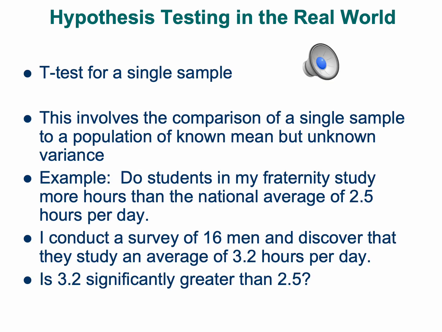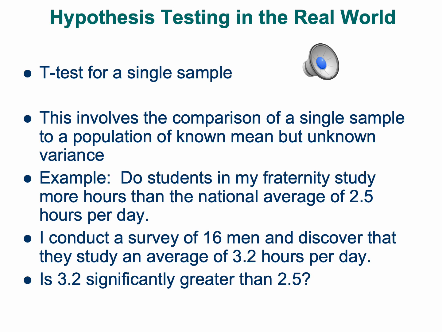Now we're going to do an actual example, a study here, to illustrate the t-test for a single sample. That's where you have a single sample that you've collected, and you have a known population parameter of the mean, but unknown variance. Now usually you would know both the mean and the variance, but in this case, just to illustrate the example, we have a population in which we know the mean, but don't know the variability.